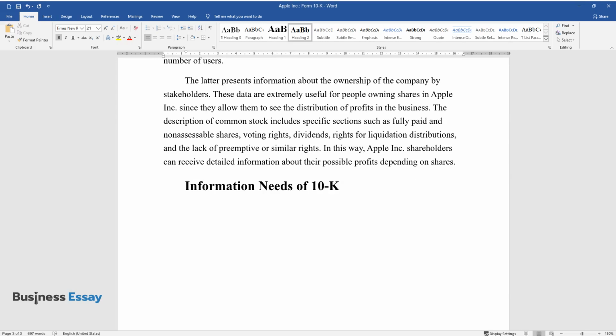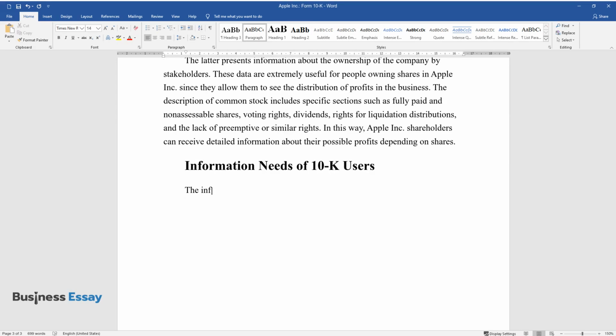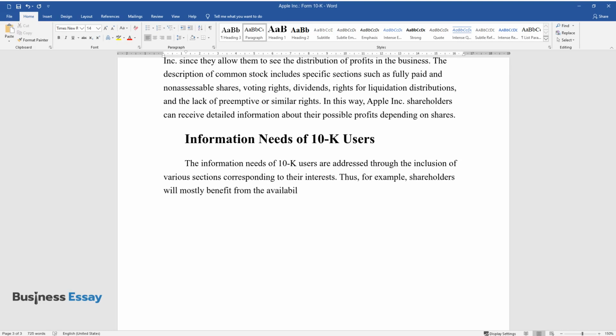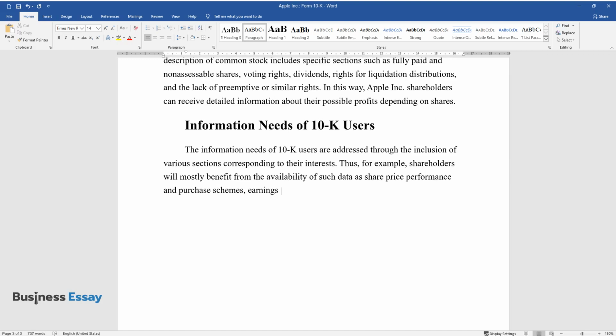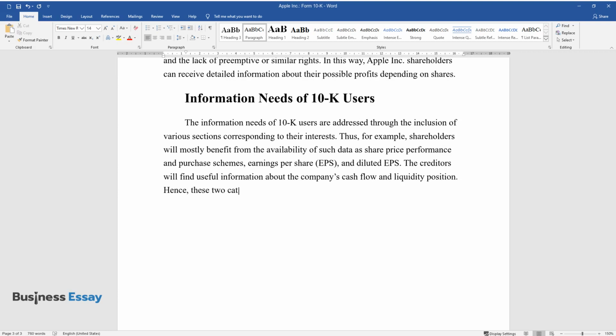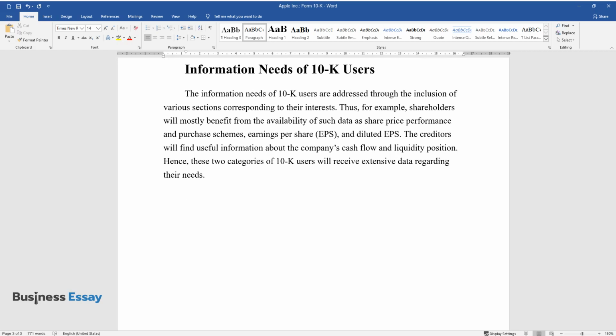Information needs of 10-K users. The information needs of 10-K users are addressed through the inclusion of various sections corresponding to their interests. Thus, for example, shareholders will mostly benefit from the availability of such data as share price performance and purchase schemes, earnings per share, EPS, and diluted EPS. The creditors will find useful information about the company's cash flow and liquidity position. Hence, these two categories of 10-K users will receive extensive data regarding their needs.